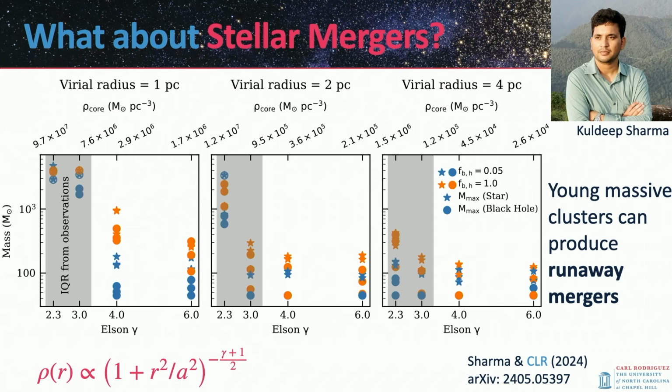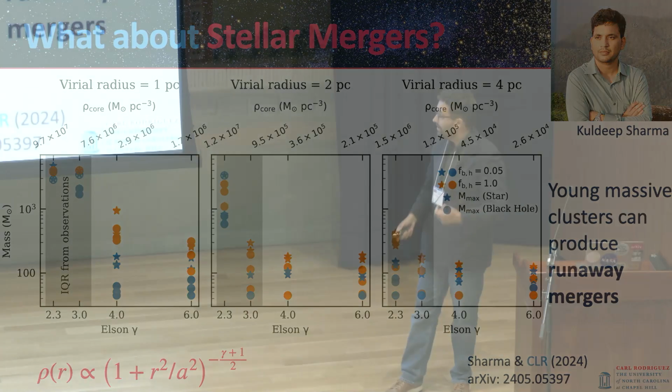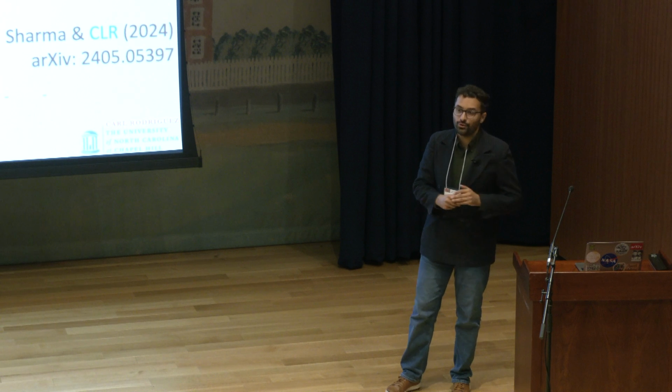These are bona fide IMBHs. These are not just things that LIGO is seeing. So how do I actually do that? Well, it's not just a single stellar merger, right? Because the initial massive stars in our simulations are at most 150 solar masses. What it is, is a collisional runaway.